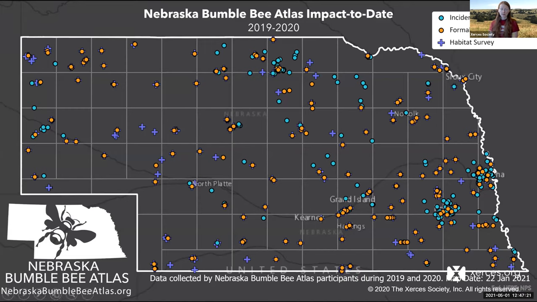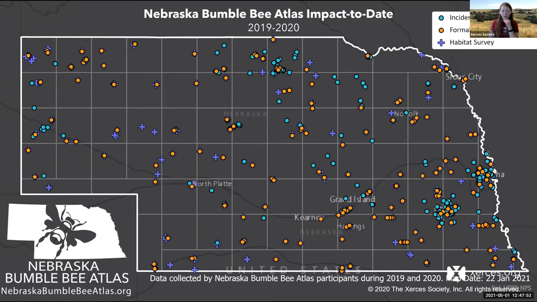And so the Atlas collects formal observations, which are part of a survey, as well as incidental observations. So these are ones where maybe you're not doing a survey, but you're on a dog walk and you see a bumblebee, you can take a picture and submit that. And then the purple check marks are habitat surveys. And so there's quite a nice spread here of where people are conducting surveys and where they're conducting habitat assessments.